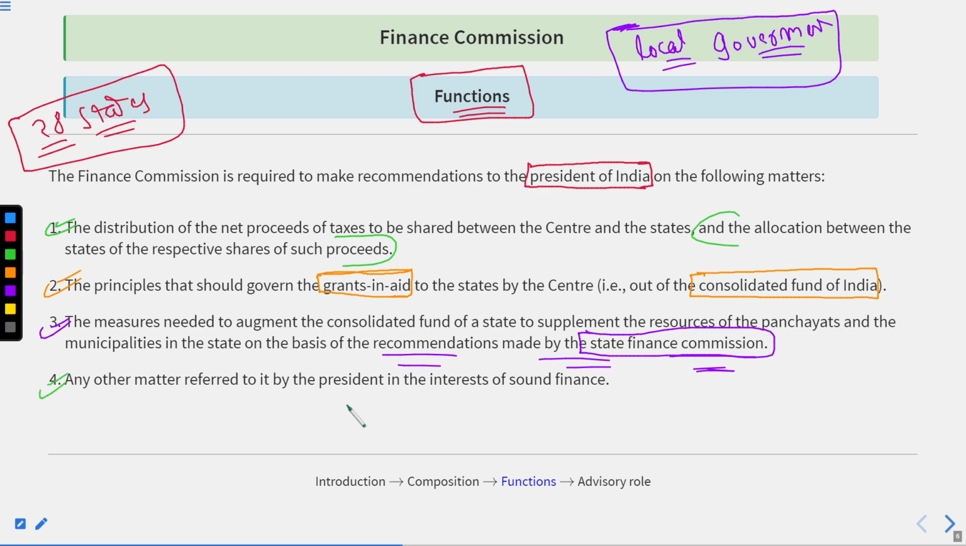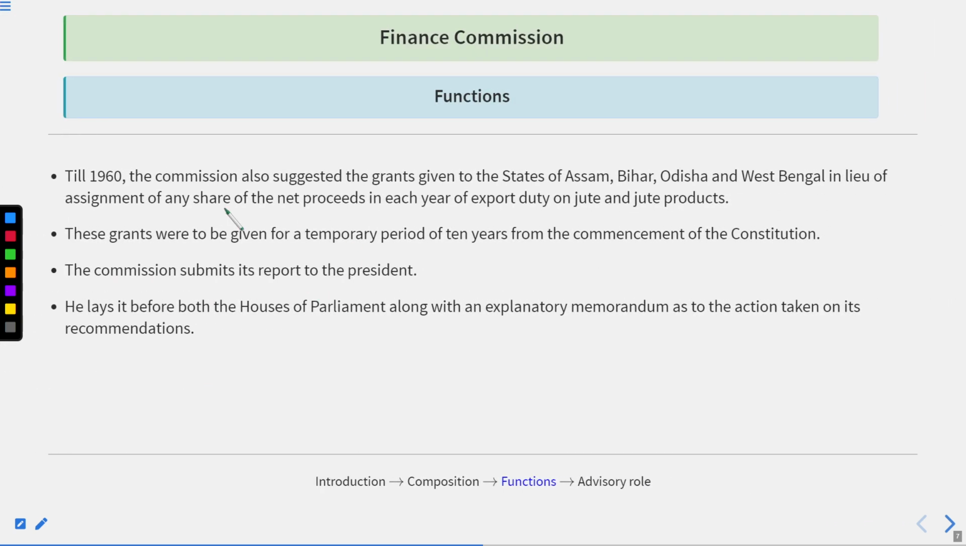Any other matter referred to it by the President in the interest of sound finance. These are the main areas in which they are required to make reviews. There is one additional area which is in the hands of the President. If the President wants to refer an area to the Finance Commission, then the Finance Commission has the liability to review it.